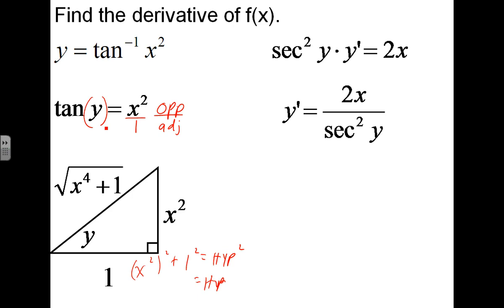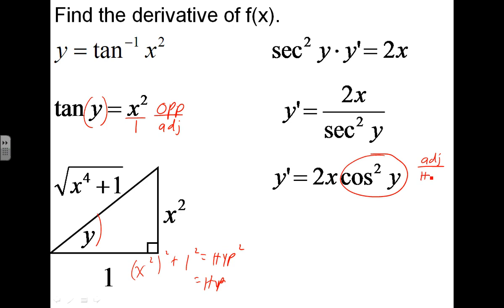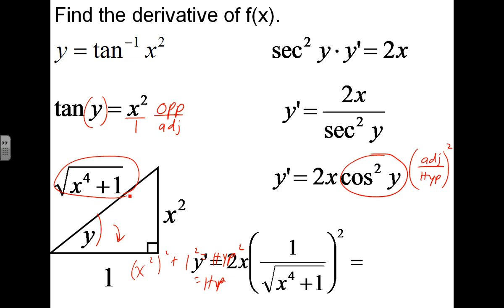And you remember what 1 over secant squared would be? Yeah, it'd be cosine squared. So now, I use my triangle for this substitution. I look at y. The cosine is equal to the adjacent side over the hypotenuse. In this case, I'm going to square that ratio. The adjacent side would be 1. The hypotenuse would be the square root of x to the 4th plus 1. So, I think everybody in the room knows what that would be squared, I would hope.